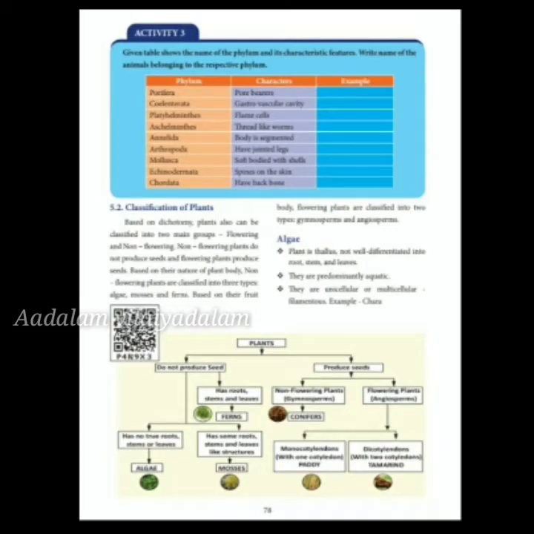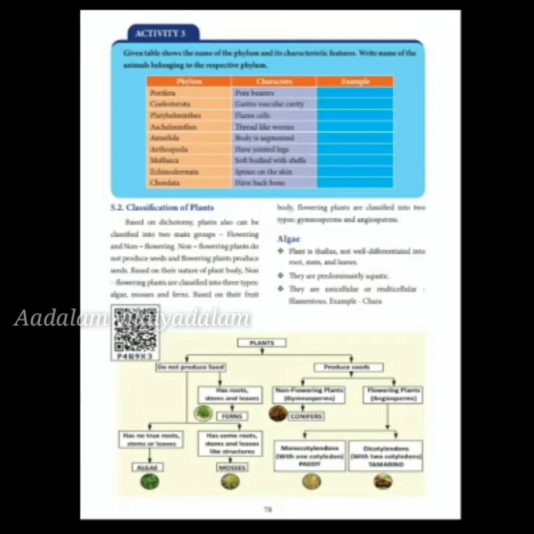Now, classification of plants. In plants, they are divided on the basis of which produce seed and which do not produce seed. In this, again, has roots, stems, and leaves, has no true roots, stems, or leaves, has some roots, stems, and leaves like structures. Produces seed is classified into non-flowering plants, flowering plants, gymnosperms, angiosperms, conifers, monocotyledons, dicotyledons, one seed and which has two seeds.